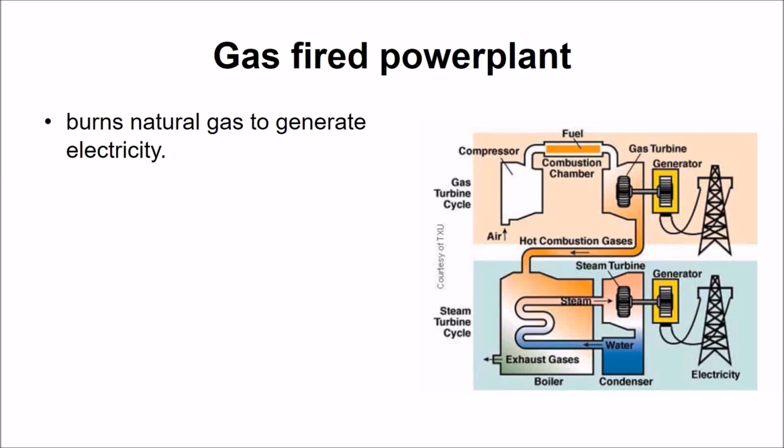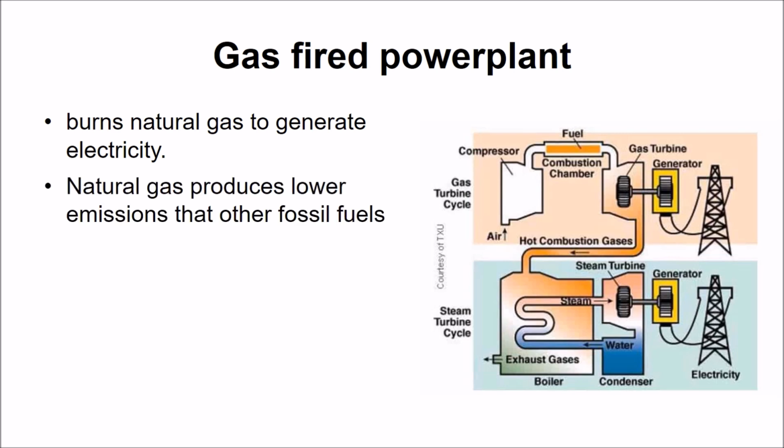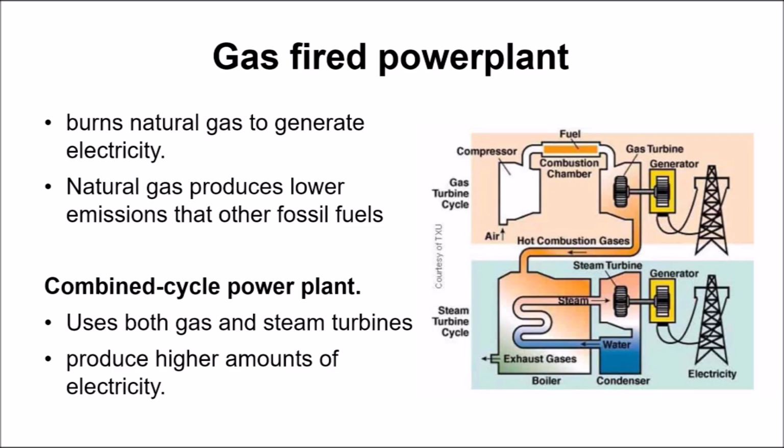Another type of plant that uses gas is a combined cycle power plant. Using both gas and steam turbines, they produce a higher amount of electricity from a single fuel source compared to a traditional power plant. They capture heat from the gas turbine to increase power production and are also found to release low amounts of harmful gases into the atmosphere.